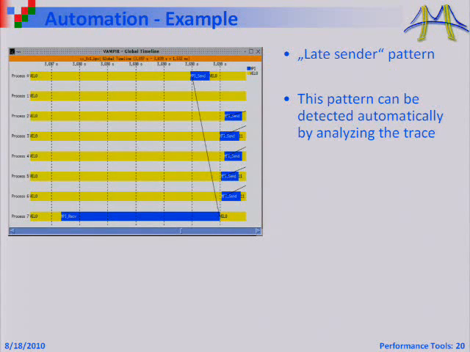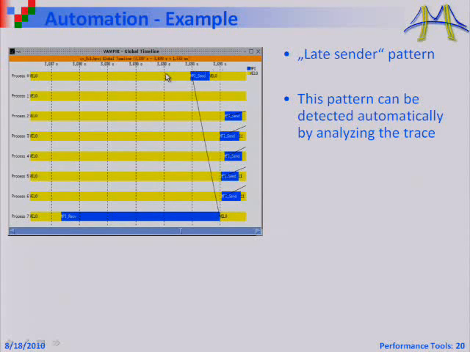In this example, we have 8 processes. Process 0 sends a message to process 7. And as it turns out, the receive of process 7 started up here, but it could only complete down there when process 0 sent the message. So this is called a late sender pattern, because simply the sending side of the send-receive pair was late.